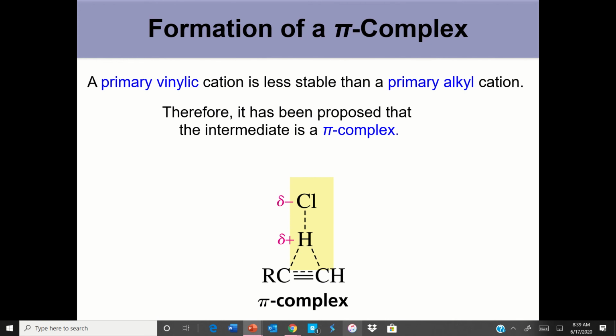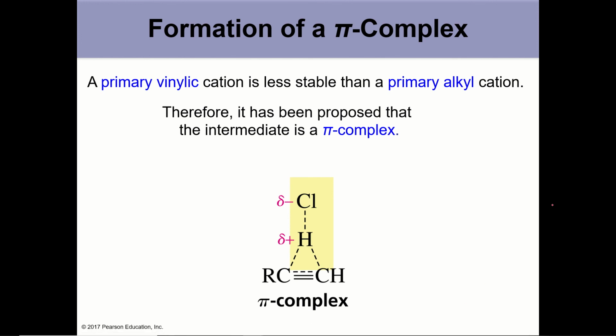So what happens if we don't form a vinyl cation? What is the hypothesis? The hypothesis is that in the transition state, we form something called a pi complex. And so this is the proposed intermediate, and it cannot be proven. This is only theory. And you won't be asked about this theory on the test.